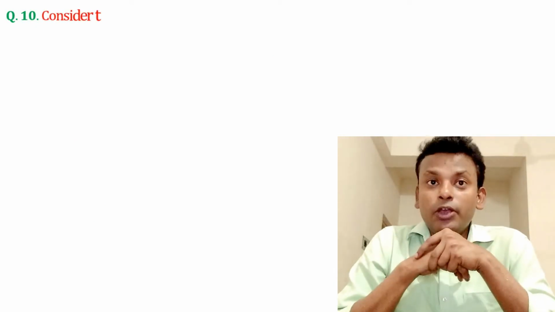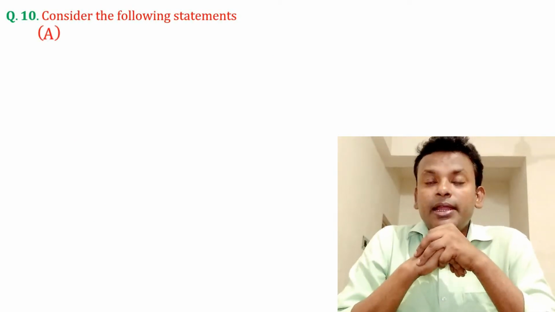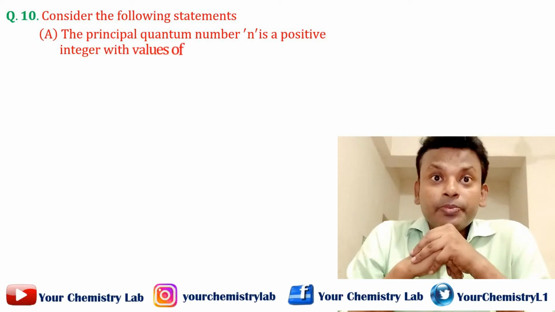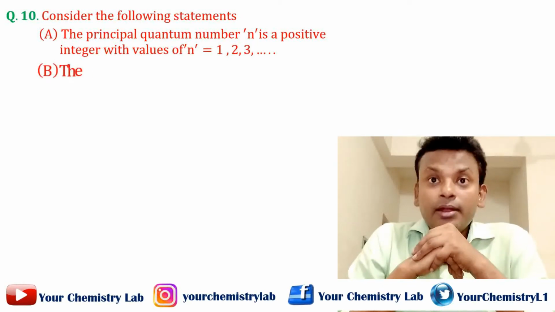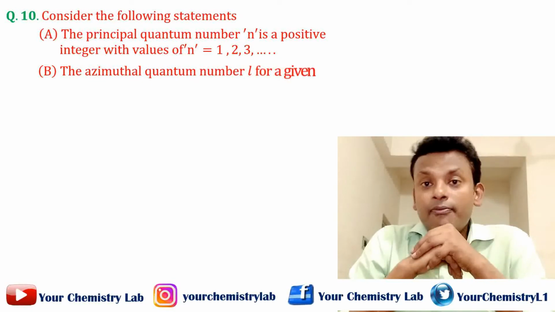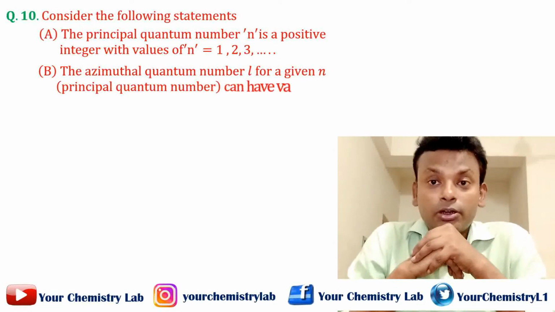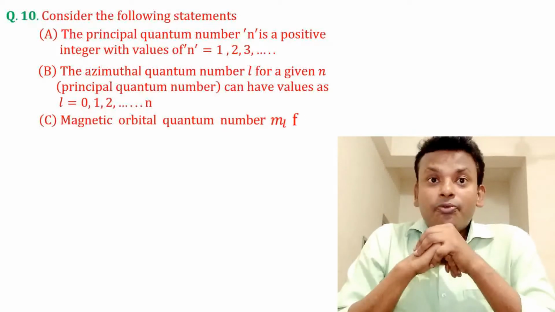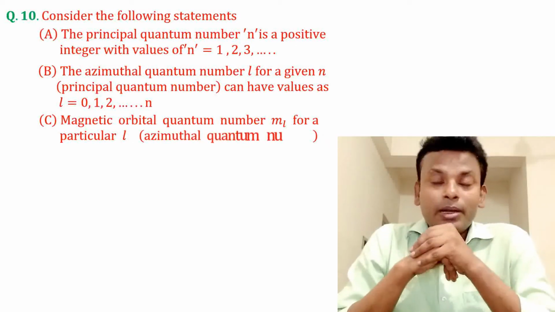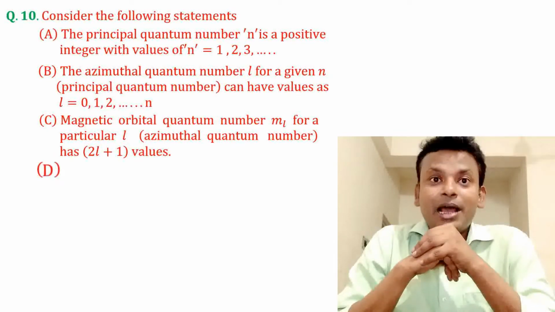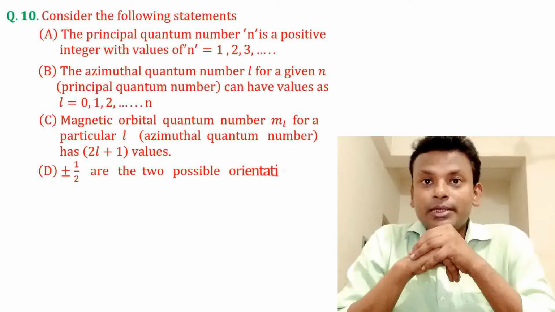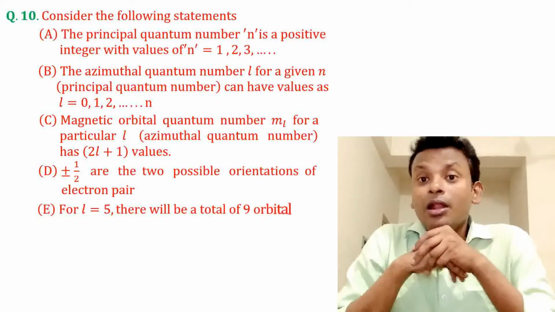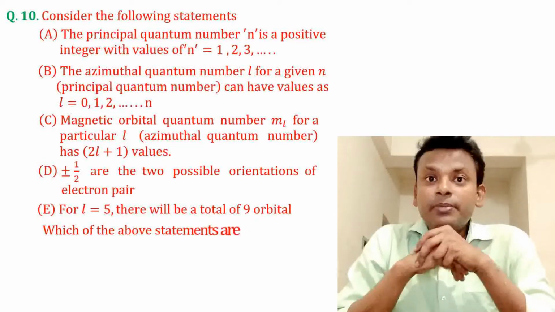Question 10. Consider the following statements. A. The principal quantum number n is a positive integer with the value n equals 1, 2, 3, and so on. B. The azimuthal quantum number l for a given n can have values l equals 0, 1, 2, 3, up to n. C. The magnetic orbital quantum number ml for a particular l, the azimuthal quantum number, has 2l plus 1 values. D. Plus half or minus half are two possible orientations of an electron spin. E. For l equals 5, there will be a total of 9 orbitals. Which of the above statements are correct?